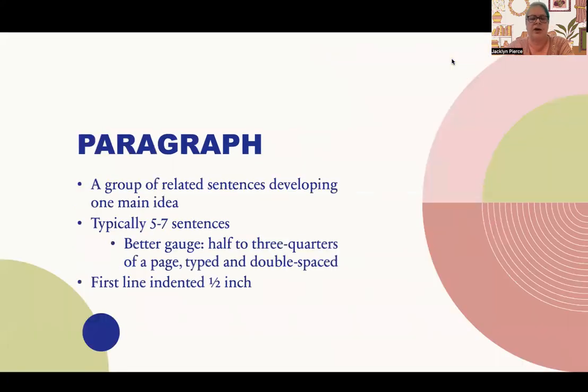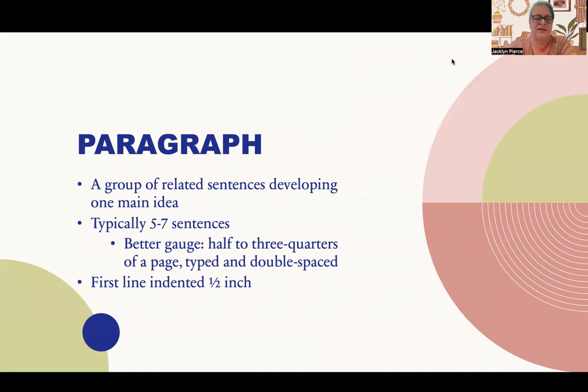Let's start with a paragraph. So the definition of a paragraph is a group of related sentences developing one main idea. Now, typically, when we think of paragraphs, we think of about 5 to 7 sentences, although I will say that in some cases here at Post, 7 to 9 is more what they're looking for. So kind of have to keep an eye out for that.